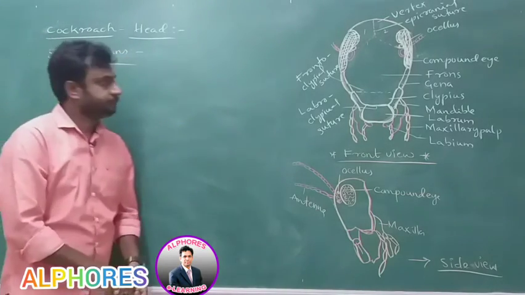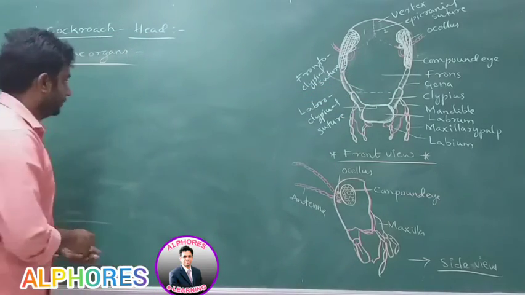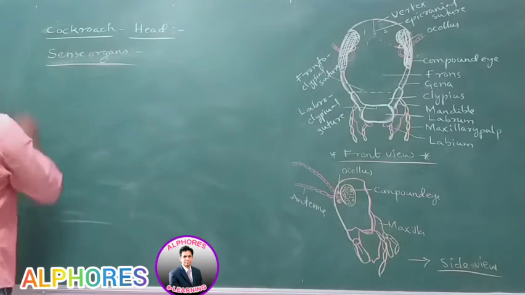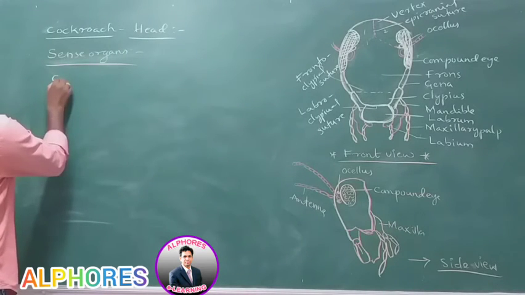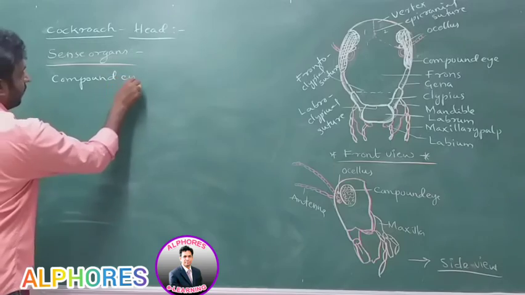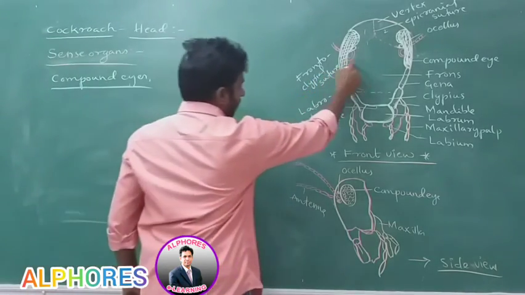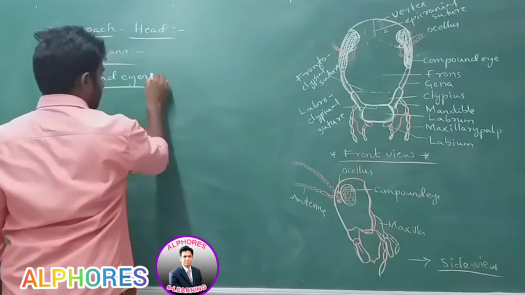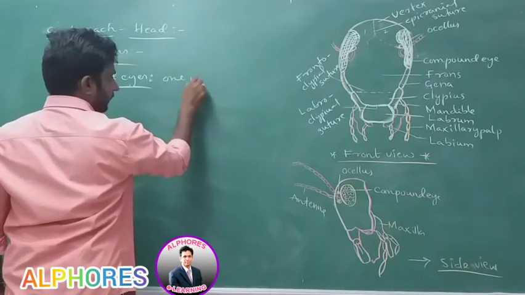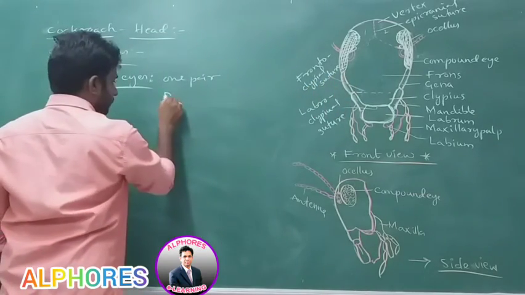Sense organs. The sense organs present in the head of the cockroach are, first, the compound eyes. One pair of compound eyes is present.